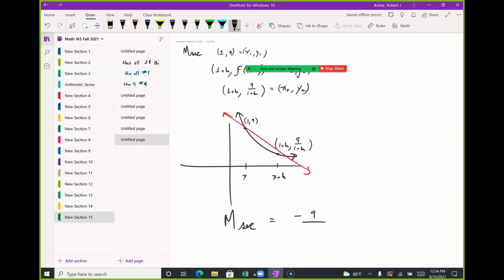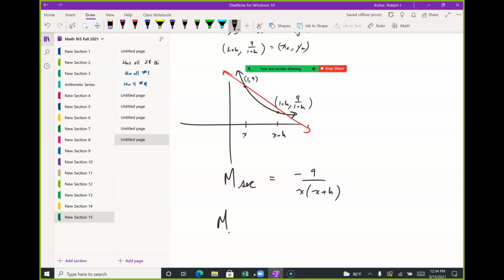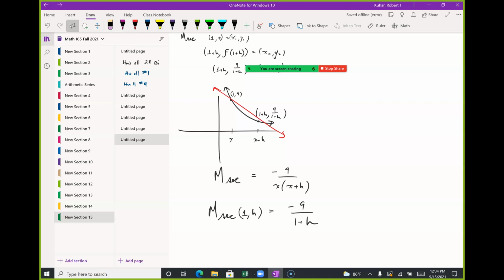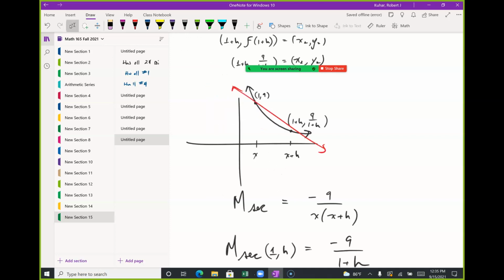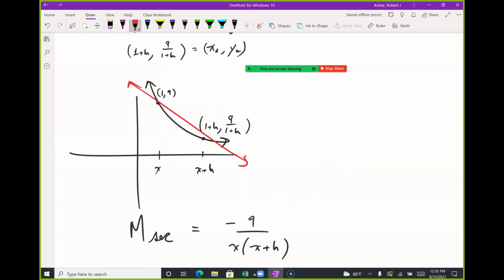So negative 9 over x times x plus h, but I know the x value, right? So my secant slope at 1, h is negative 9 over 1 plus h. And this is what I'm going to use as my secant slope. And so what am I doing? Again, I'm taking that red secant line and moving points closer and closer together until I get the tangent line. The tangent line is the line that hits once in purple there.